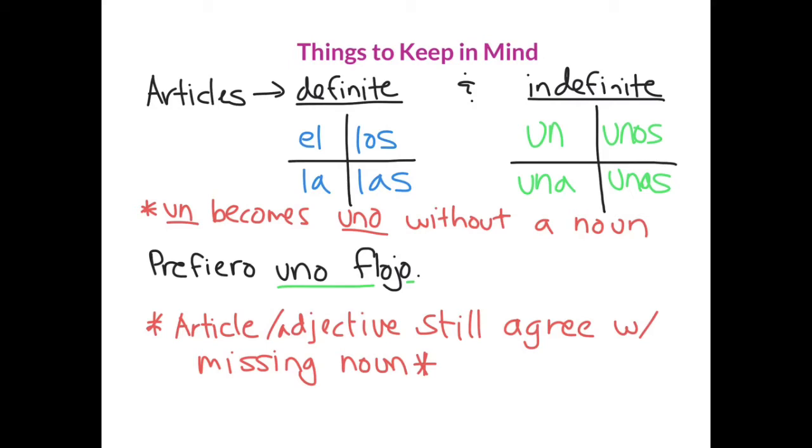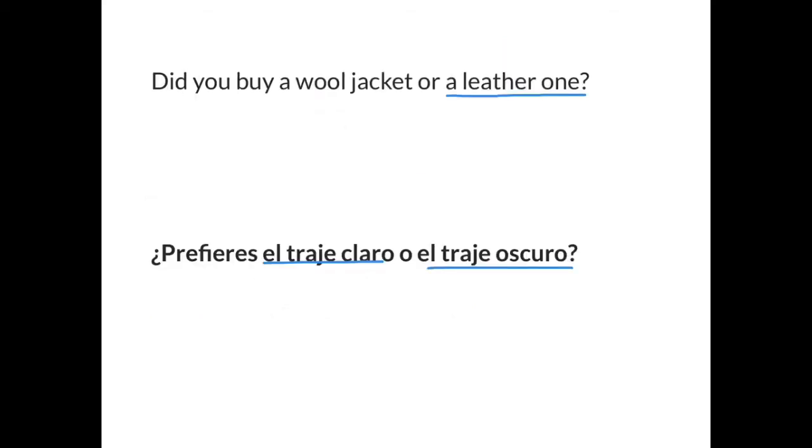So if the noun was masculine and singular, you're going to use your masculine and singular articles and a masculine and singular adjective as well. So agreement still applies here. Alright, this first example, we're going to try to put this into Spanish. So did you buy a wool jacket or a leather one?